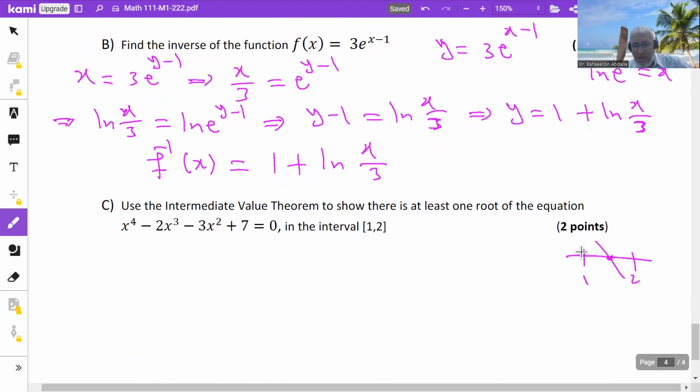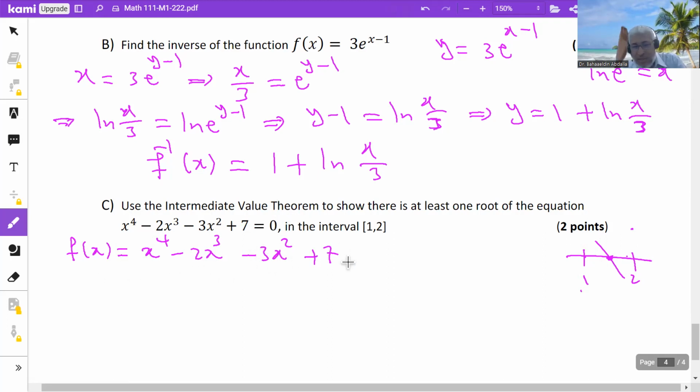Well, there will be a root here if I find f of 1 positive and f of 2 negative, or f of 1 negative and f of 2 positive. If this is negative and this is positive, then the graph has to cross the x-axis. So to solve this question, let me call f of x equals x to the power 4 minus 2x cubed minus 3x squared plus 7. This polynomial to the left. The right-hand side has to be 0 here. So if it writes 7 in the right-hand side, take it to the left-hand side first.